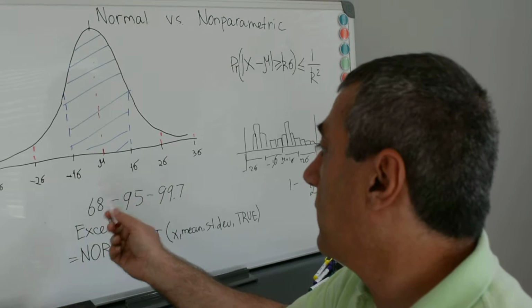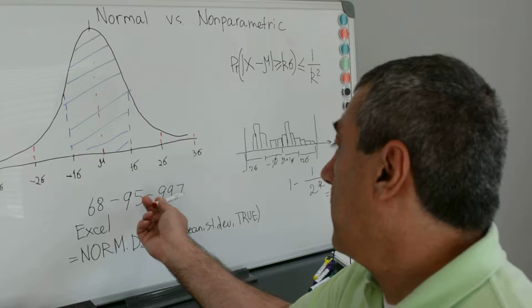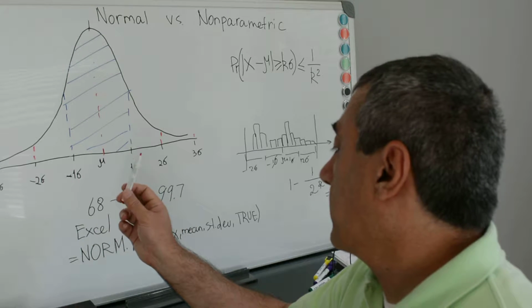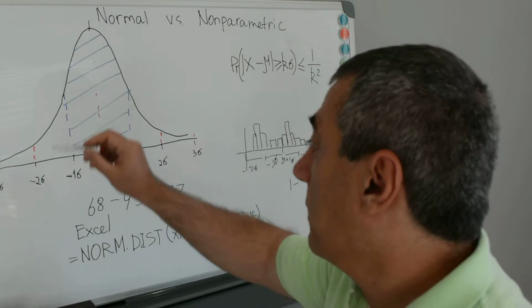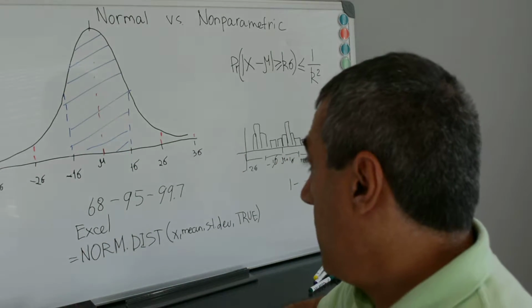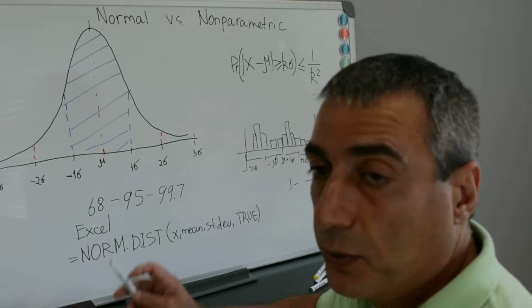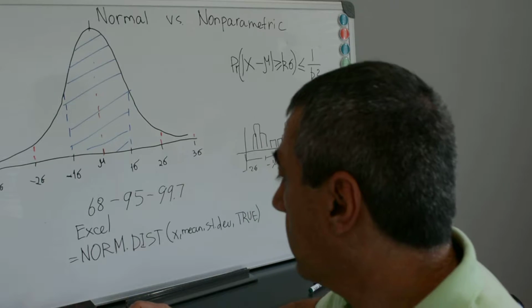3 standard deviations contain 99.7% of the population, within -3 and +3 standard deviations from the mean. How could we calculate those probabilities using Excel?